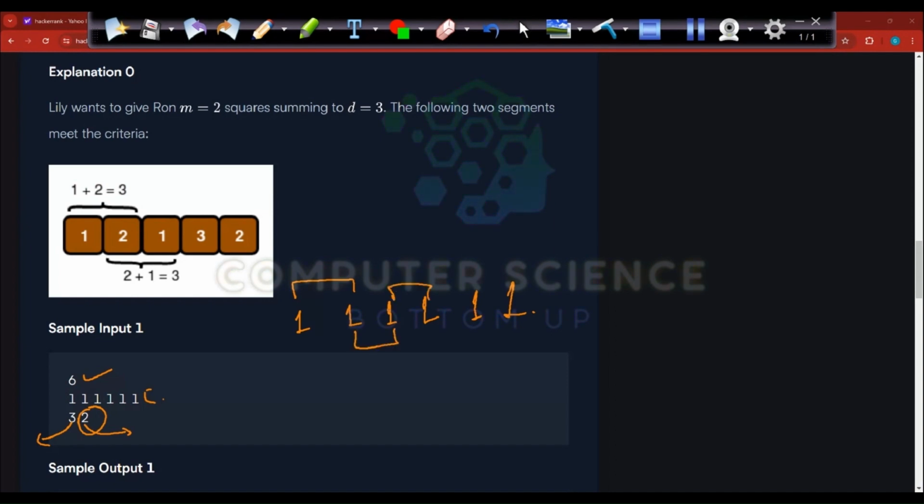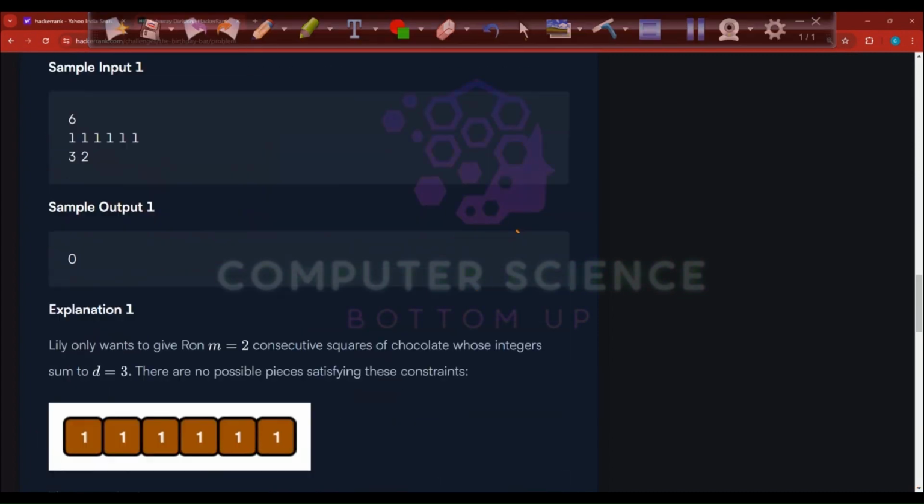The sum is always going to be 2. It is not going to be 3 anytime. So you don't get any division. It's 0. Okay. Sample output is 0.